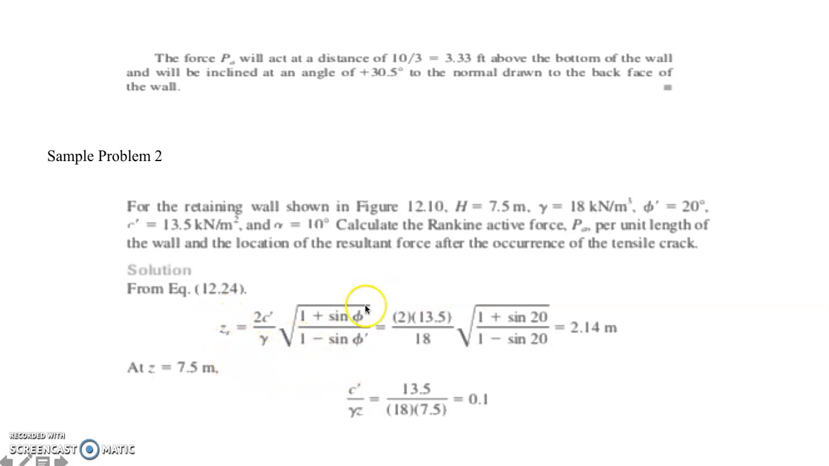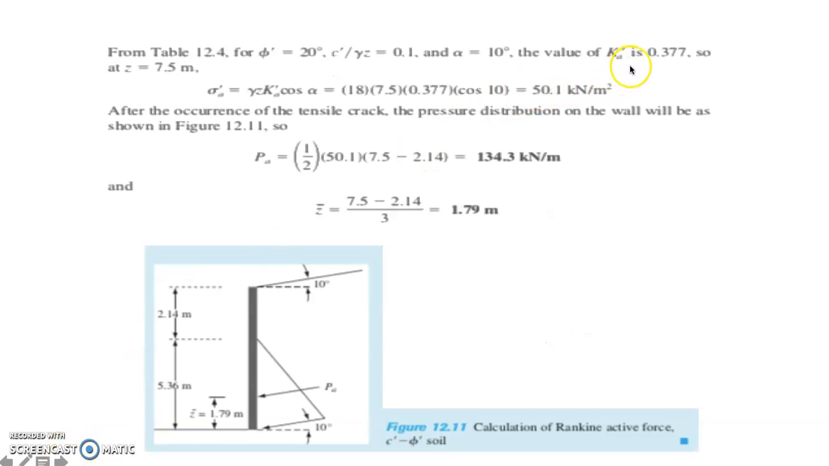Based on the formula that was presented a while ago, you simply have to substitute the given values for C prime, gamma, and phi prime. Simplifying this gives us 2.14 meters. Of course, our Z is 7.5, which is the total height of the retaining wall. Let us get the ratio between C prime and gamma times Z. That ratio is 0.1, which is necessary so that we can get the value for K A prime using table 12.4.